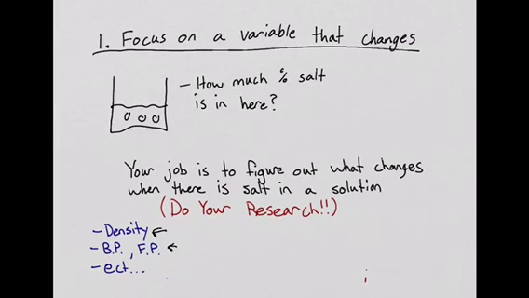Okay, number one, focus on the variable that changes. Okay, so let's say you are asked to figure out how much salt is in a solution. So let's say we went to the zoo, we got a sample of water, and you're like, hey, how much salt is in here? Okay, so your job is to figure out what changes by this salt being in the water. And this is where you have to do your research. But luckily for you, I already have. And for this example, we know that density, boiling point, and freezing point change.